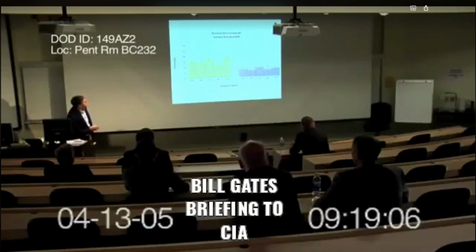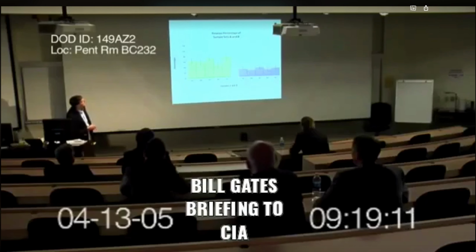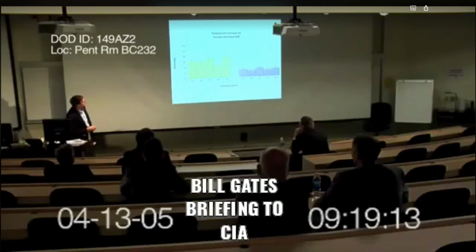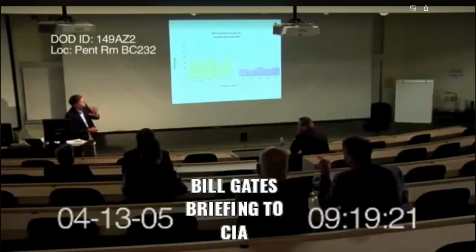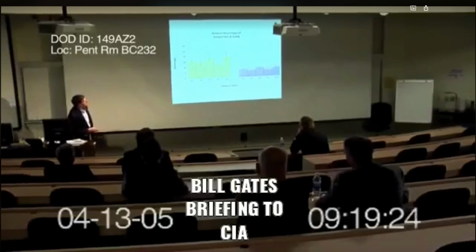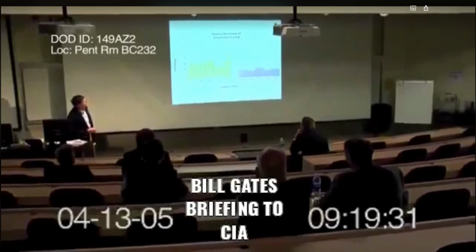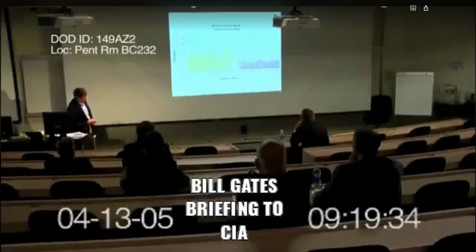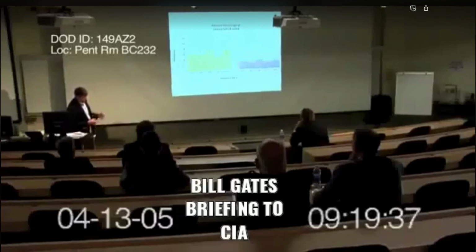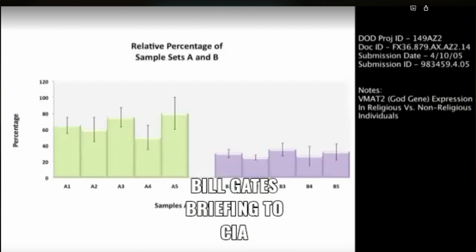We have individuals who are religious fundamentalists, religious fanatics, and this is the expression, RT-PCR, real-time PCR expression, of the VMAT2 gene. Over here, we have individuals who are not particularly fundamentalist, not particularly religious, and you can see there's a much reduced expression of this particular gene, the VMAT2 gene. Another evidence that supports our hypothesis for the development of this approach.